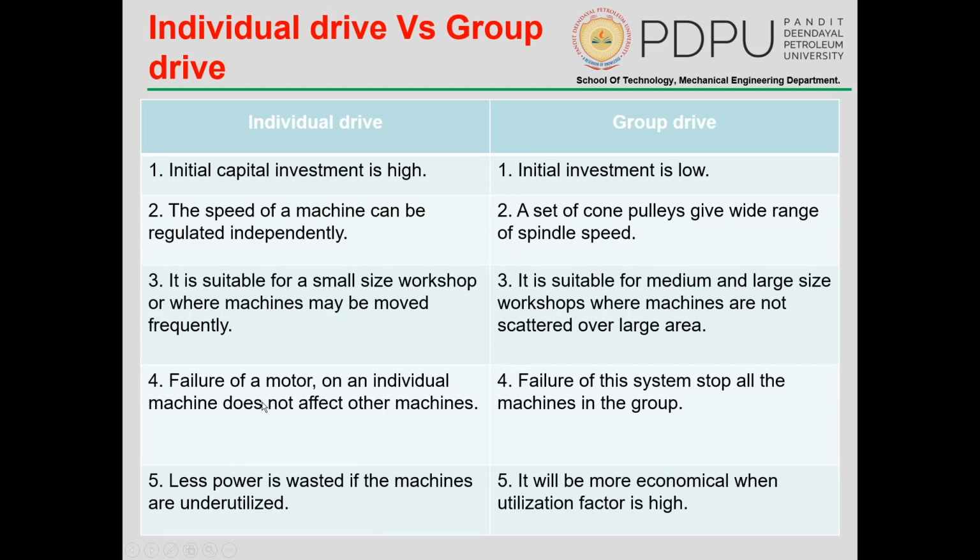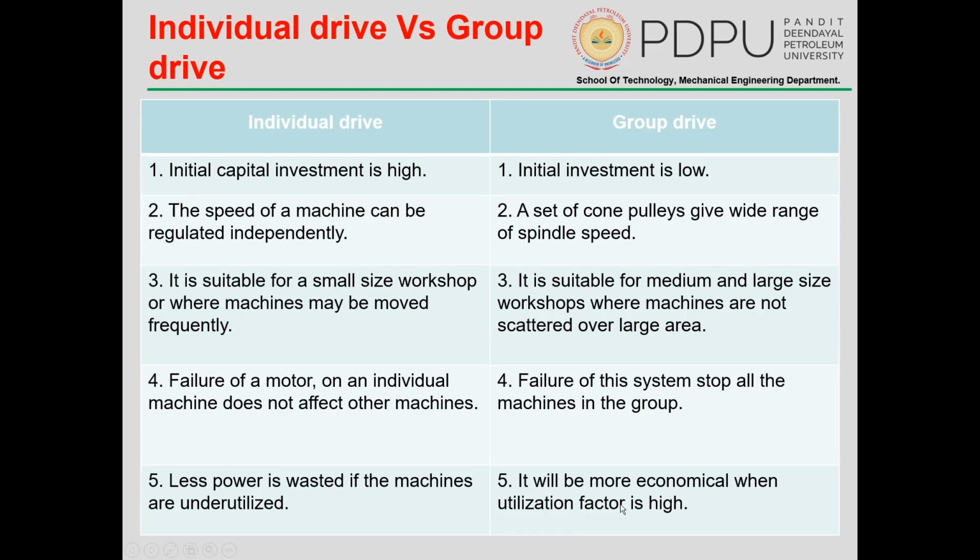Individual drive is suitable for a small workshop, whereas group drive is suitable for a medium or large workshop. In individual drive, failure of a single motor will not affect the performance of the other machines, whereas in group drive, if the single motor running the system fails, then all the machines on the workshop floor will be stopped. Less power is wasted if the machines are underutilized in individual drive, whereas group drive is more economical when the utilization factor is high.